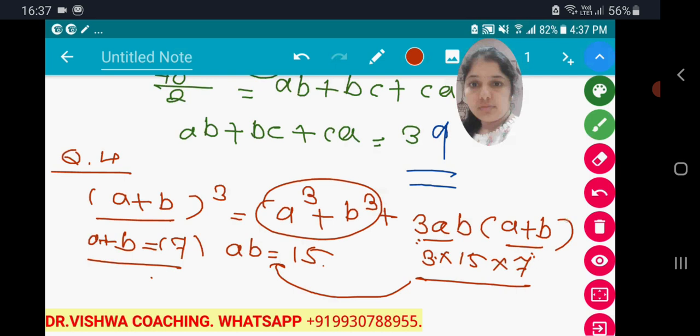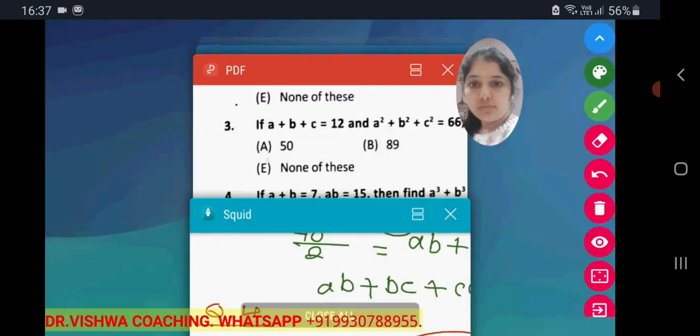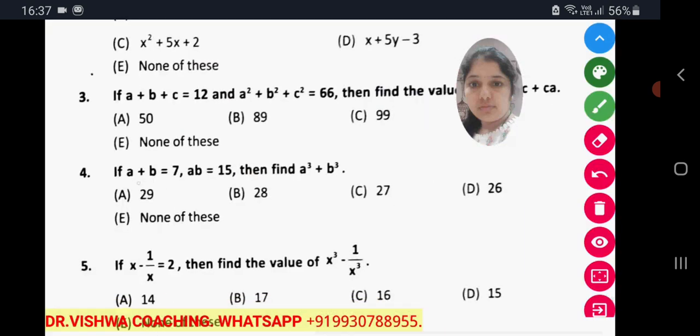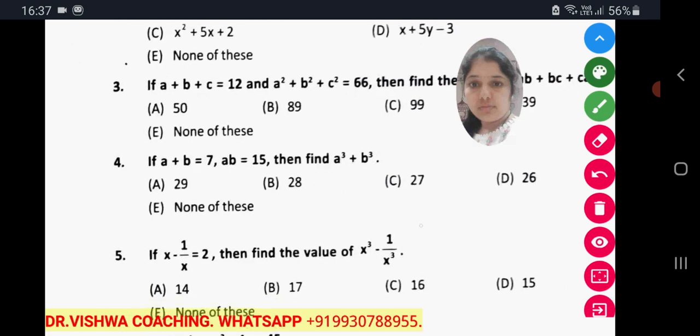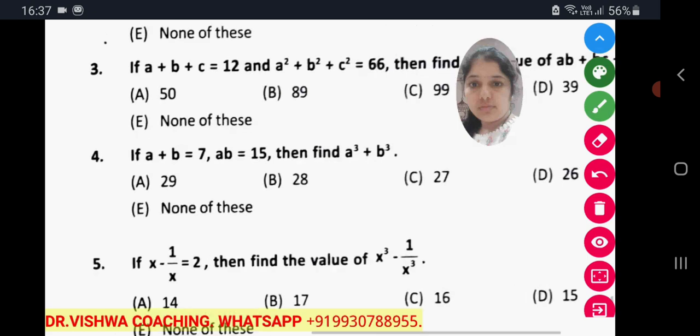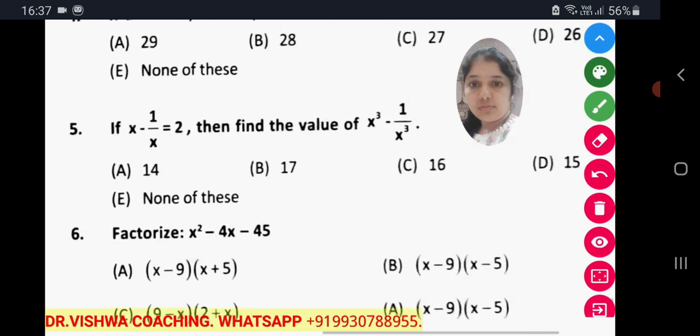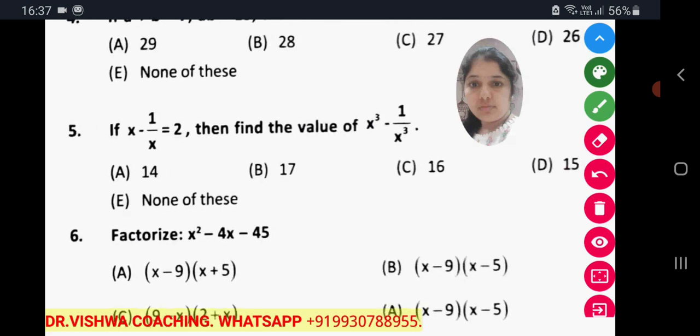So the remaining thing is for your homework. Now why I did the cube of A plus B, because here I have to find the value of A cube plus B cube. So looking at the question, you should recall some formulas. If you recall the formulas quickly, then you are able to solve the questions. Okay, now the rest of this one I will give you for homework.